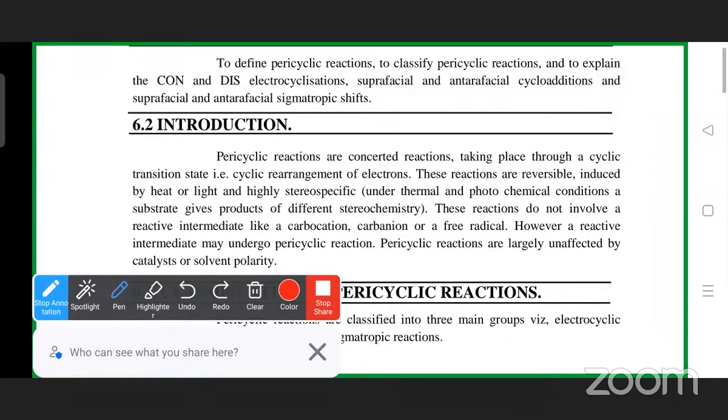No intermediate is formed. These reactions proceed by formation of a transition state, either a 3-membered, 4-membered, 5-membered, or 6-membered transition state. So we won't observe any intermediate state.